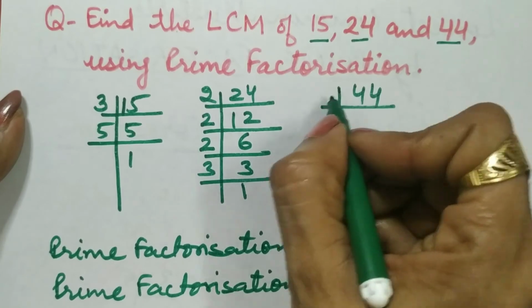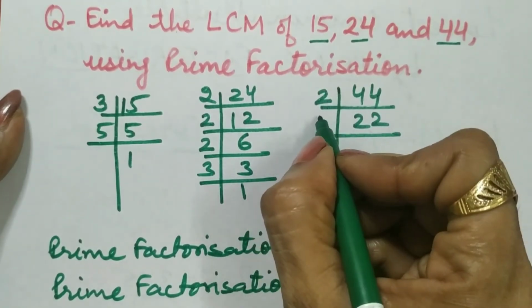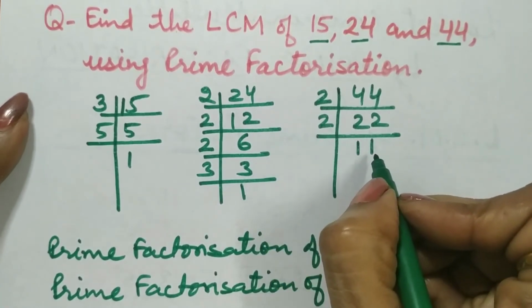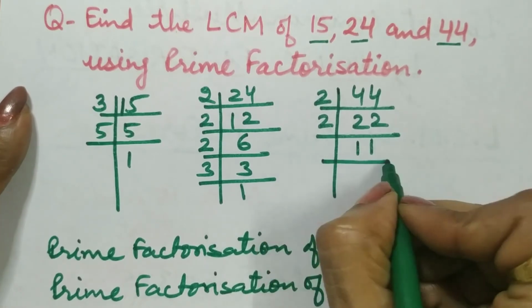It is an even number, so it is divisible by 2. 2 2s are 4. Again it is an even number. 2 1s are 2. 11 has only 2 factors, that is 1 and the number itself, 11. So it is a prime number.